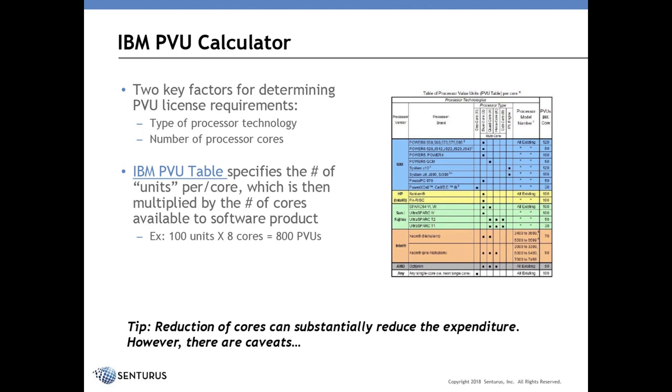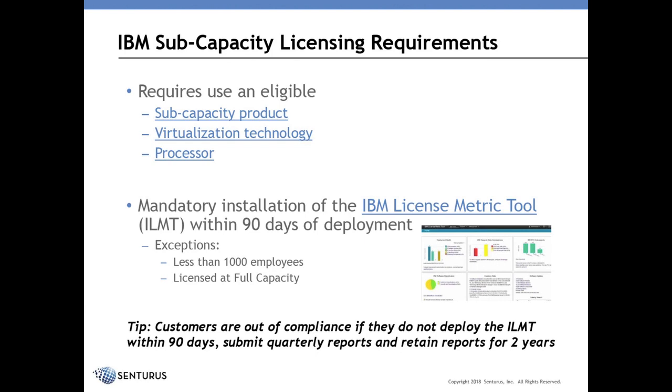However, there are definitely some caveats that customers need to be aware of when leveraging this subcapacity licensing model. And I've provided here 3 links to IBM's site to confirm eligibility. But the key to maintaining compliance with subcapacity is deploying IBM's license metric tool, also known as ILMT, which is now mandatory for all subcapacity licenses. The only exceptions are organizations that license at full capacity, which generally speaking is exponentially more expensive, or those that have less than 1,000 employees, which by default puts many clients out of compliance. This often results in severe penalties, even if current usage aligns with their active entitlements.